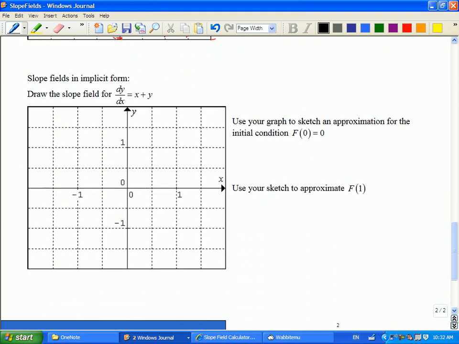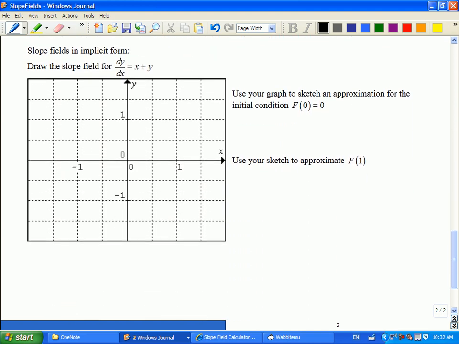We won't solve it. But the last thing we'll look at is implicit. So when it's not just in terms of x. So this one is in terms of x and y. This one's not a bad idea to pick some points. We definitely want to pick the point 0, 0 because it's on our initial condition. And we also want to approximate the sketch for f of 1. So we're going to have to pick some points along here too. So why don't we say, let's just pick some whole numbers like this.